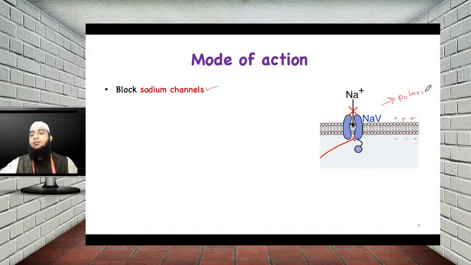Why do we call it polarization? Because the outside of the membrane is positively charged and the inside of the membrane is negatively charged. So you call this membrane a polarized membrane. Now, what happens when there is generation of the action potential?